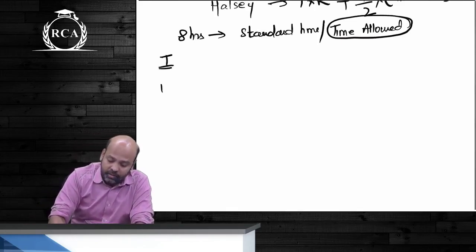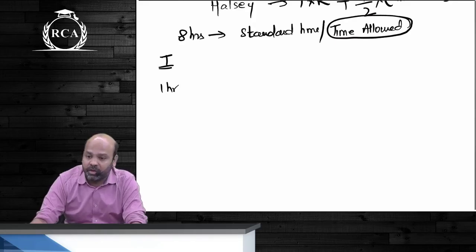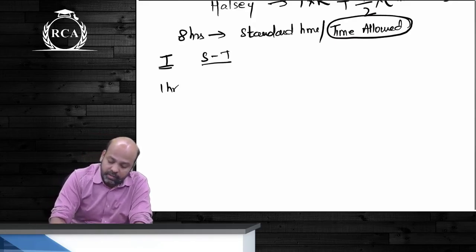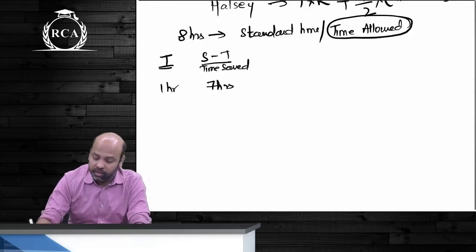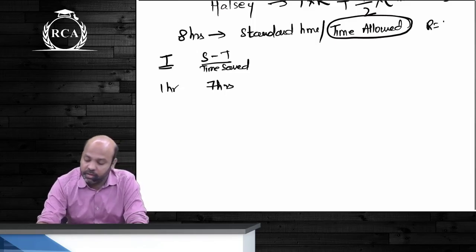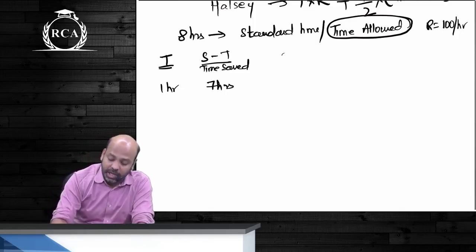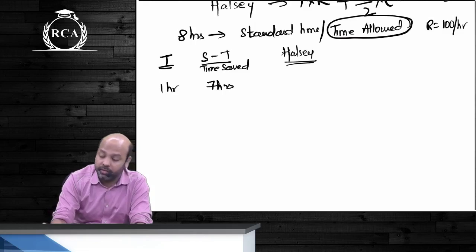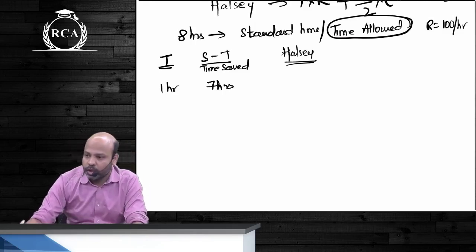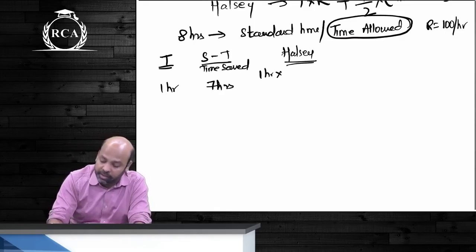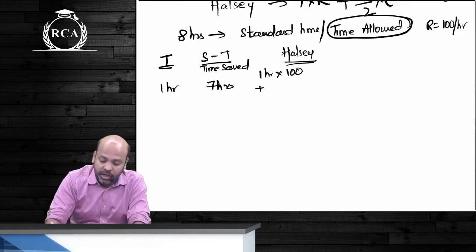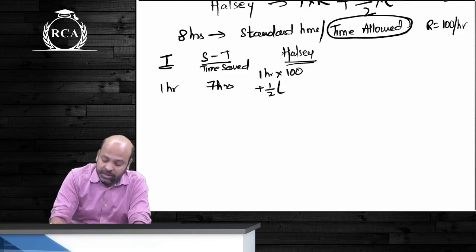If time taken is only 1 hour, how much time are we saving for the organization? This is S minus T beta, time saved. We are saving 7 hours. Let's say, guys, that the wage rate per hour is 100 rupees. How much should be the amount that the worker should get if Halsey scheme is followed? You will give them wages for that 1 hour of work anyways, yes or no? Plus you will give them what? 50% of 7 hours ka 100 rupees. So the total amount that you're going to give him beta is?